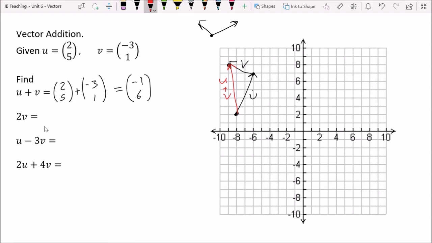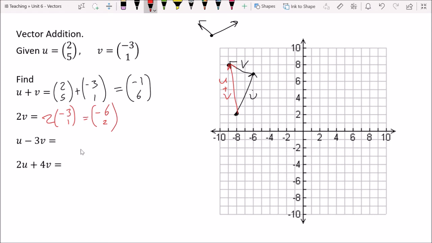When you do vector multiplication, that's even easier. All that is, you take the 2 like it says there, you write the vector v, and you distribute it in. So you just double all the numbers. So negative 6, 2. Done. Those are easy. Okay, what about the next one?